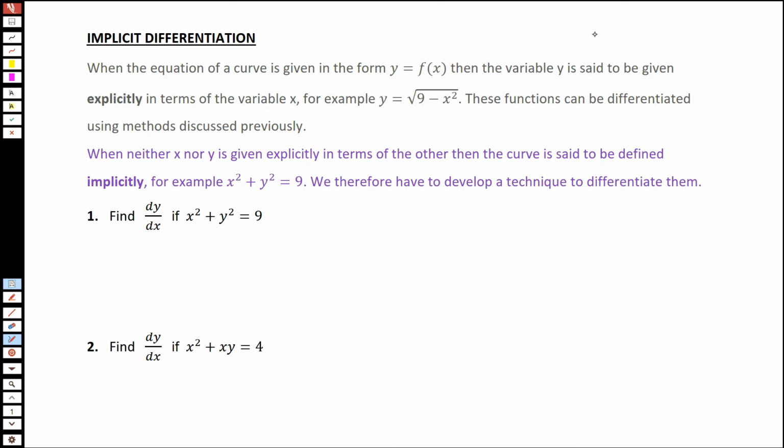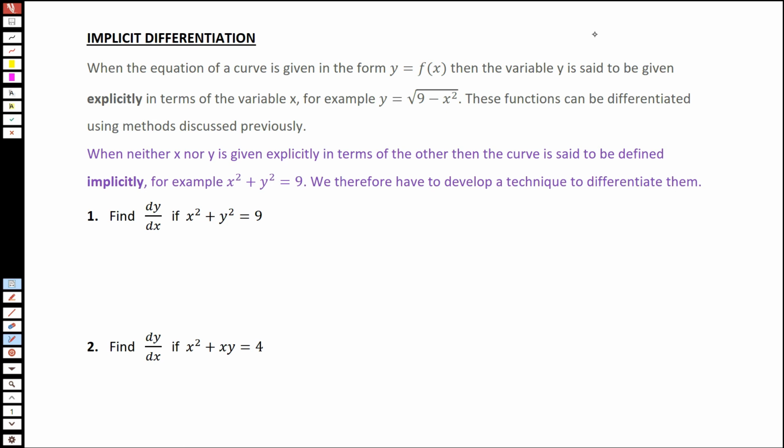When a function is given in the form of y equals f of x, for example, y is equal to the square root of 9 minus x squared, we usually say that this function is given explicitly. And for this type of function, we are able to differentiate them using the methods that we've discussed previously. For example, in this case, you can use chain rule to differentiate y is equal to the square root of 9 minus x squared.